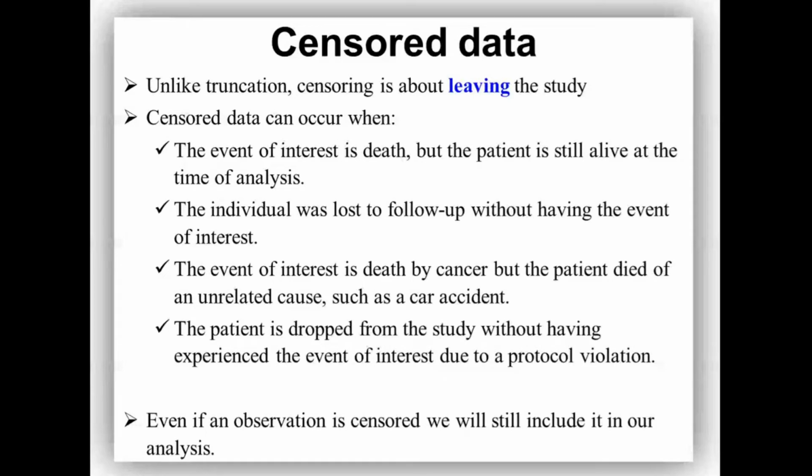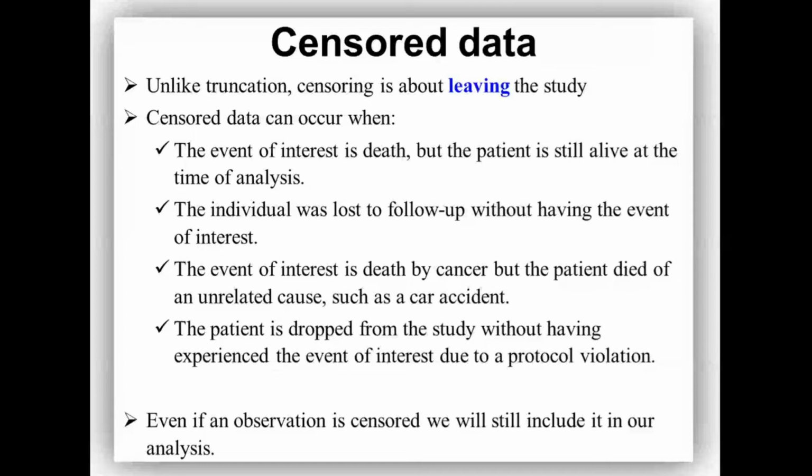Or while we are following them, they could be lost to follow-up. That's also censoring, because if they are lost to follow-up, then we don't know when the event will occur. Or the third one: the event of interest is death by cancer. You are following cancer patients, but in the middle of your follow-up, they could die of a car accident, for example. That's not your interest, so this is again censoring. If there was no car accident, the person may have survived even longer than the date of that accident. Therefore, it's also censoring.